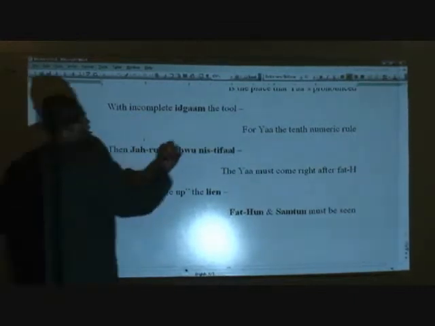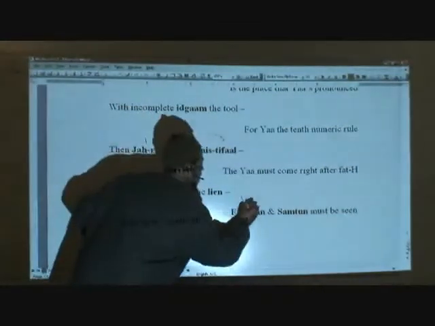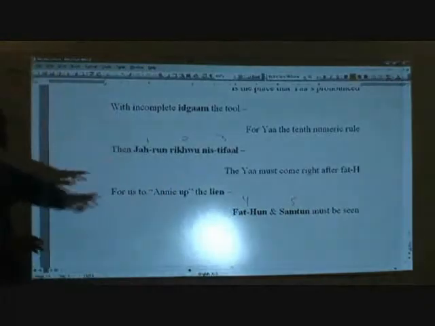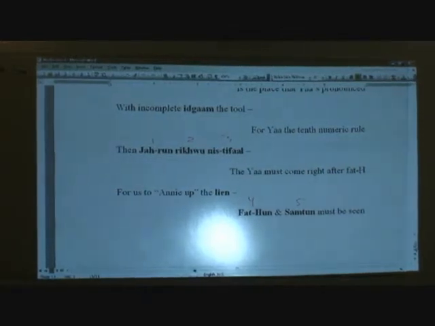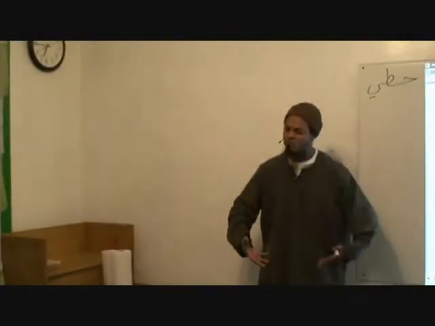This is tajweed. This is the sifat. It has five sifat that are asli, that are always going to be there. Jahrun rikhwun istifal. Fathun and samtun. Okay? Let's go over those right quickly. Jahrun is loud. What is jahrun? Loud, audibility, you raise that sound out.